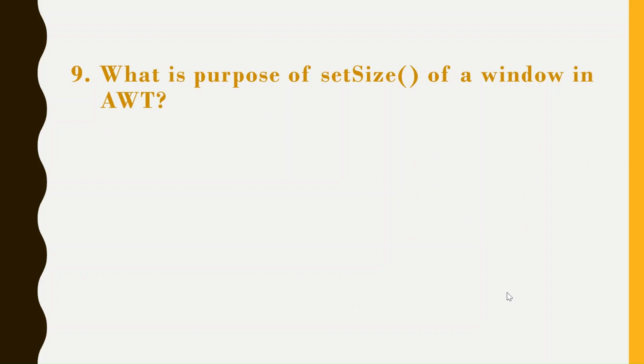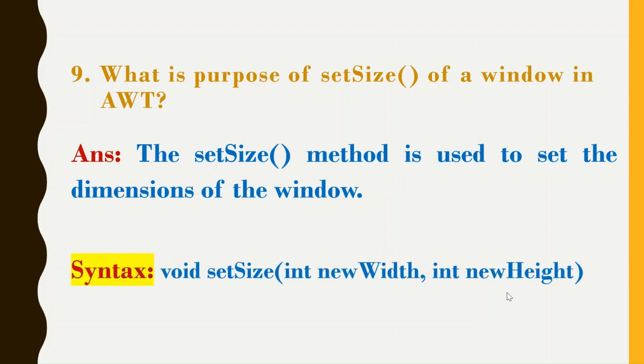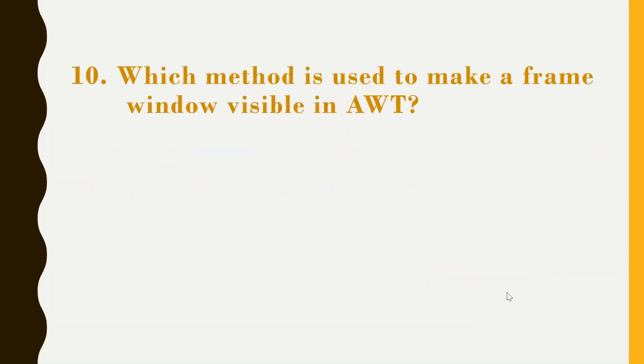What's the purpose of setSize of a window in AWT? The setSize method is used to set the dimensions of the window, like width and height. So setSize accepts two parameters, that is width, the first parameter, and height is the second parameter. You can see the syntax below: void setSize(int newWidth, int newHeight).